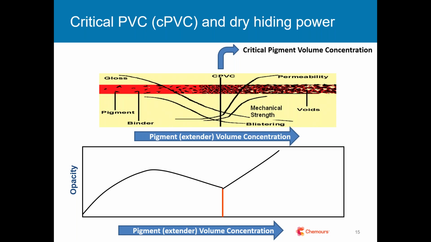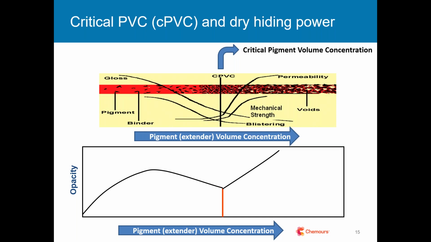They are isolated, and if it's titanium dioxide, they are very efficient, but there are not too many of them. So we see a lower scattering power. If we increase the amount of titanium dioxide, hiding power goes up till a certain maximum. The crowding starts to work, and we see a decrease in hiding power till a certain point. And that point we call the critical pigment volume concentration.